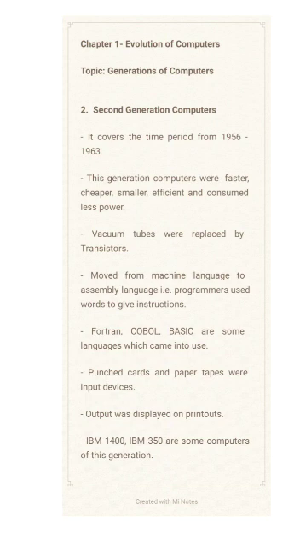Second generation computers moved from machine language to assembly language. This allowed the programmers to specify instructions in words. Fortran, COBOL, BASIC are some languages that came into use.